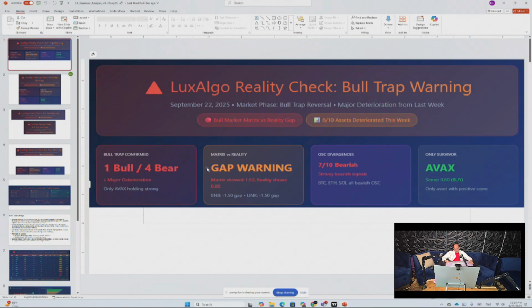Gap warning. Basically again the same signal, everything deteriorates. Oscillators: 7 out of 10 strong bearish signals. The divergence oscillators are kind of like faster indicators in the longer-term trends. So basically they indicate the change of trend ahead of other indicators. So 7 out of 10 of them again were showing a change of trend.